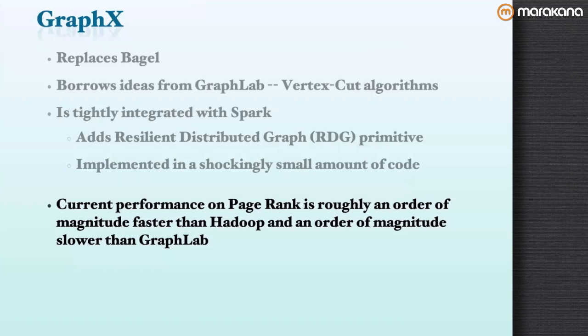Okay, so when we look at performance of GraphX, I talked before about Pregel, which is this Hadoop-oriented batch synchronous way of doing things. And then there's also GraphLab, which is an asynchronous way of doing things. If you implement the same PageRank algorithm on both of those, you'll find that GraphX runs roughly an order of magnitude faster than Pregel does, but it runs an order of magnitude slower than GraphLab does. So it's fitting in between.